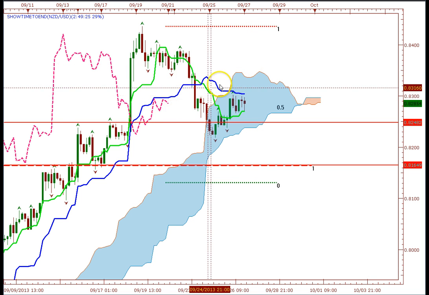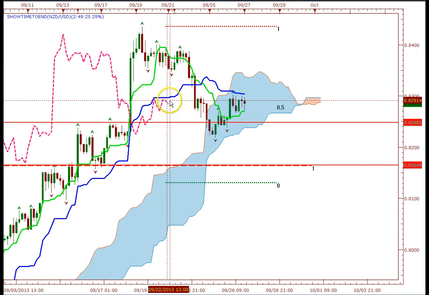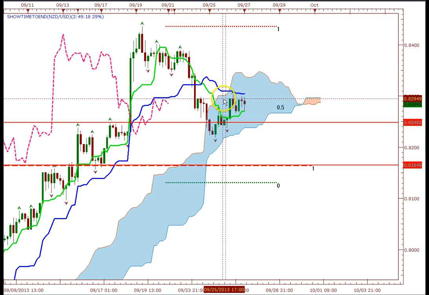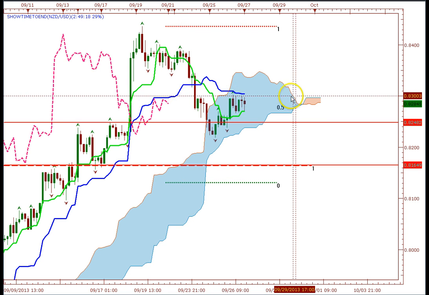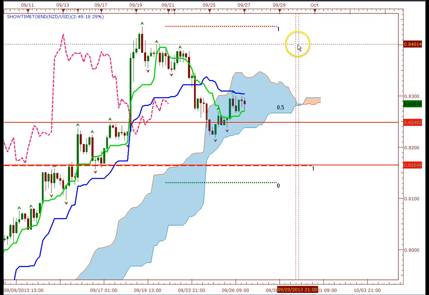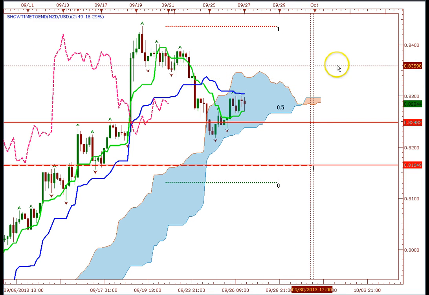And really, you wouldn't even be able to take a break of the cloud because look where Kijun-sen is. I mean, look where your Chikou span is. It's below the price. So in order for that to happen, you'd have to come out in this area somewhere, and Chikou span would have to get up here. Then you can take a break above the cloud. That's where we'll be looking for long.